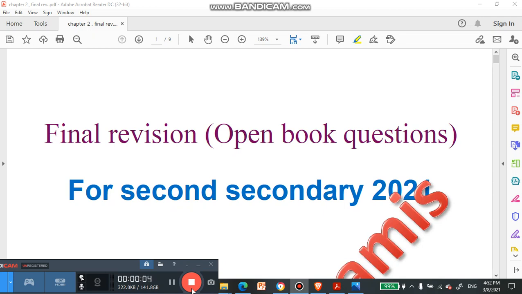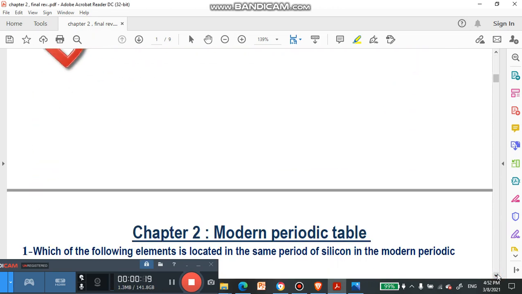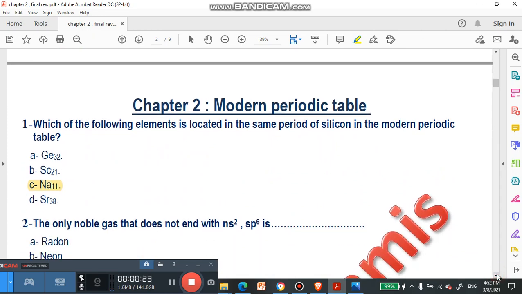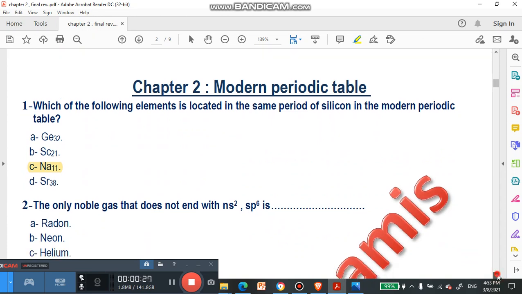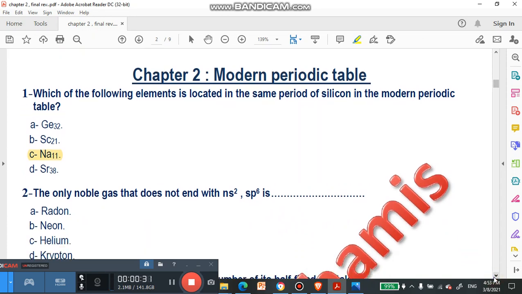Dear students of secondary, we are going to complete the questions of the Egyptian Knowledge Bank open book questions. Let's start with chapter 2. As we said before, we must have the drawing of the periodic table for our chapter 2, and for the exam you have to put it in front of you.